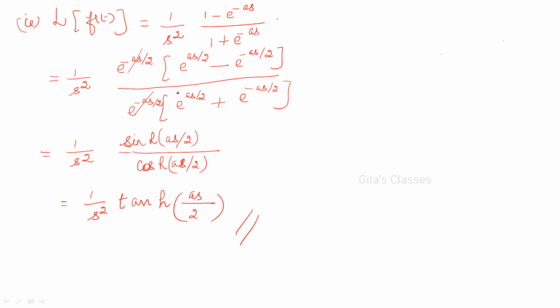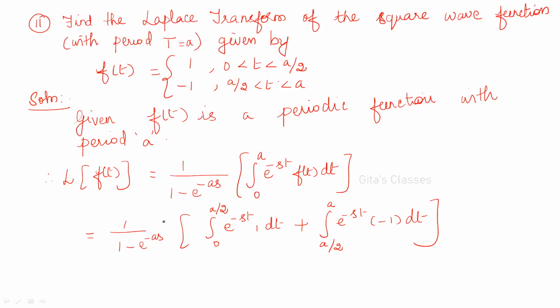So in the denominator again, I am taking e power minus as by 2 outside. So you can write this as e power as by 2 minus e power minus as by 2, and in the denominator you will be getting plus. So this can be written as sinh as by 2 divided by 2, and in the denominator cosh as by 2 divided by 2. That divided by 2 will get cancelled. So in the numerator it is sinh as by 2, and in the denominator cosh as by 2. It will become tanh as by 2.